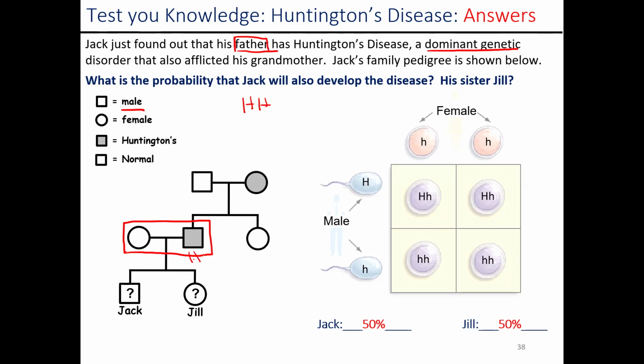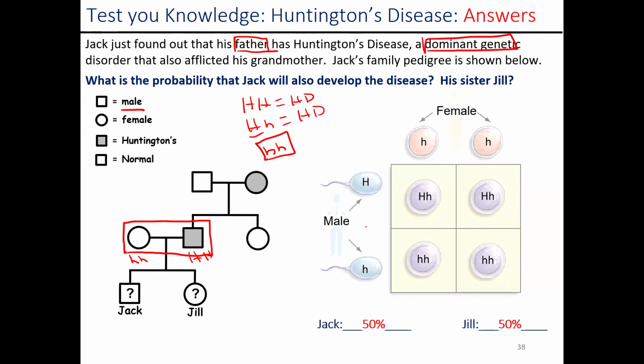So we know it's big H, and then we're going to do little h, because the mom does not have it. The reason why we know it is a little h and not a big H is because, remember, it is a dominant genetic disorder. That means if it's big H, then they're going to have Huntington's disorder. If we had a big H, we still have that dominant gene, so that's going to give us Huntington's. So the only way to not have it is two little h's, or in this case, homozygous recessive.